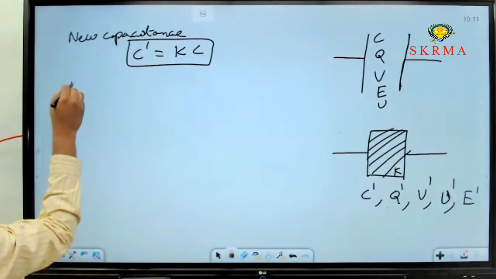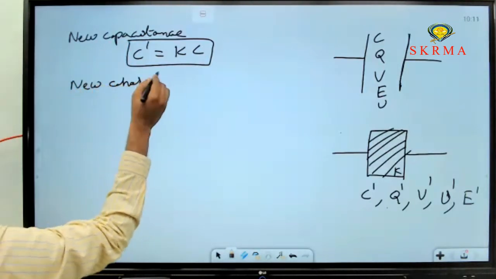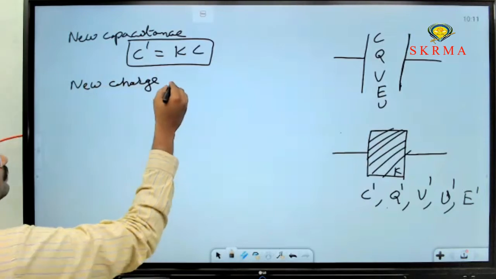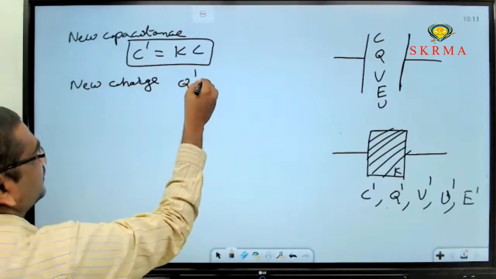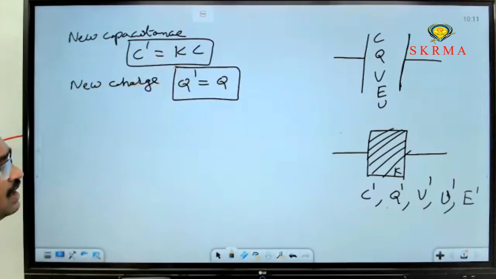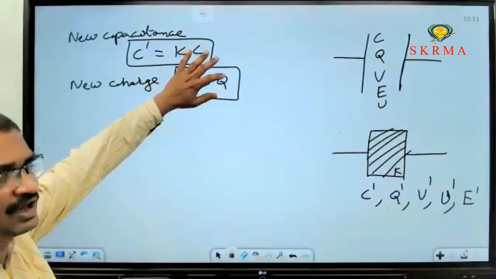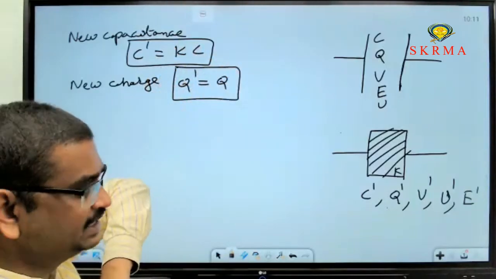Next, new charge. Is this connected to battery? No. So that charge is constant. Q dash equal to Q only. If you know these two, then you can solve for the remaining three easily.